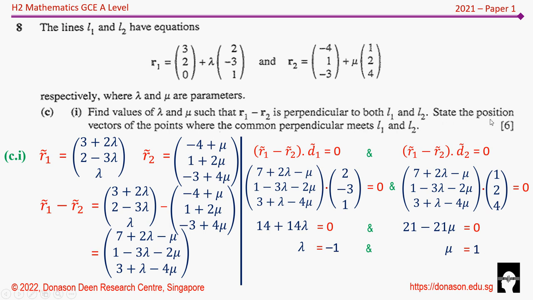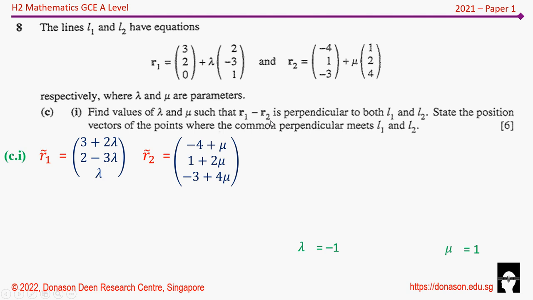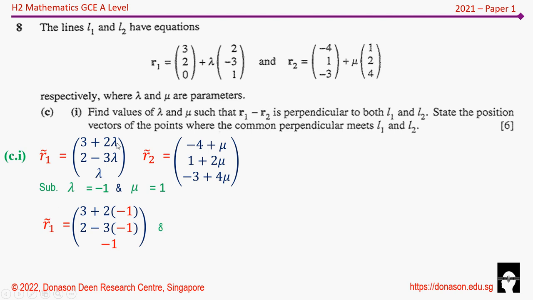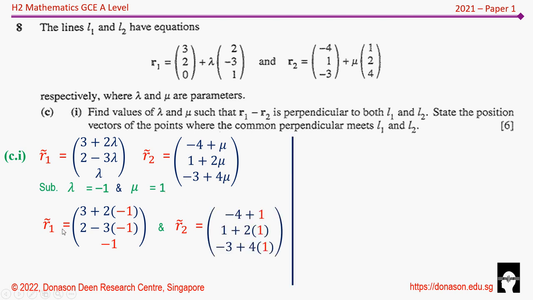Then it continues to say, state the position vectors of the points where the common perpendicular meets the lines L1 and L2. What is a common perpendicular? Of course, the common perpendicular is R1 minus R2. So this is my R1 and R2, and my lambda is -1 and my mu is 1, which we found from the earlier part. So we can now use that to find our R1. R1 is simply going to be, we replace all the lambda with a -1, and then for R2 we replace all the mu with a +1. And that's my R1 and R2.